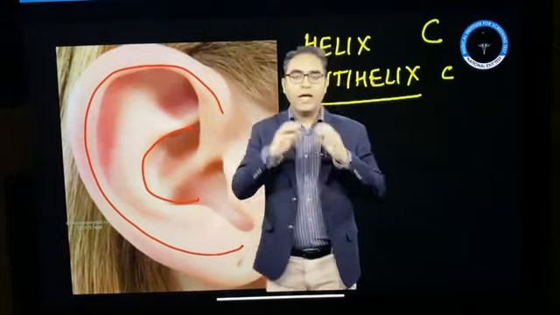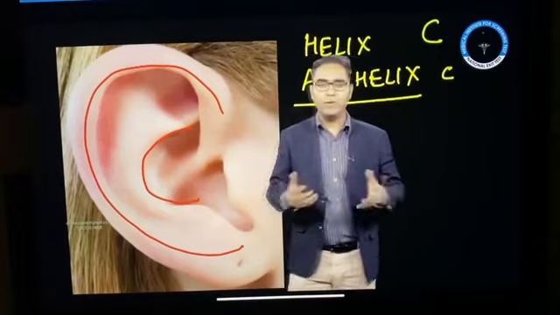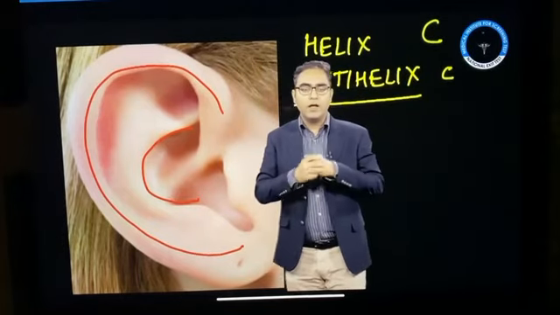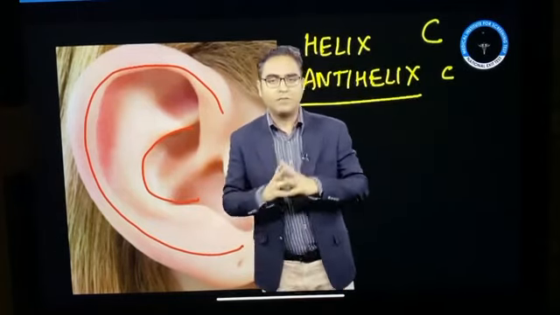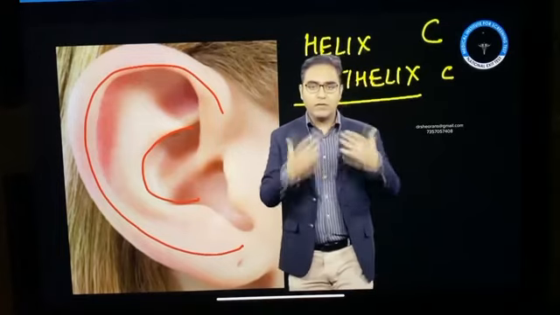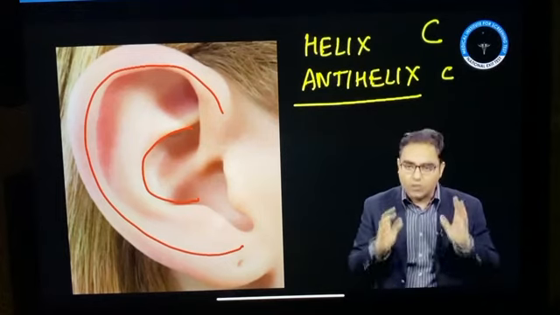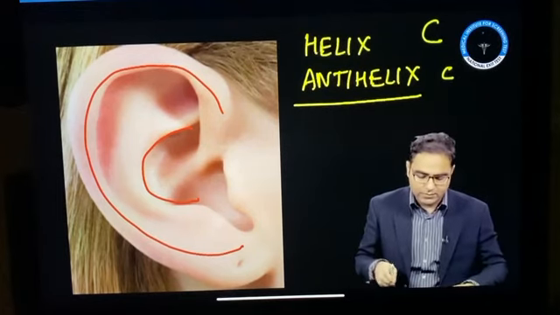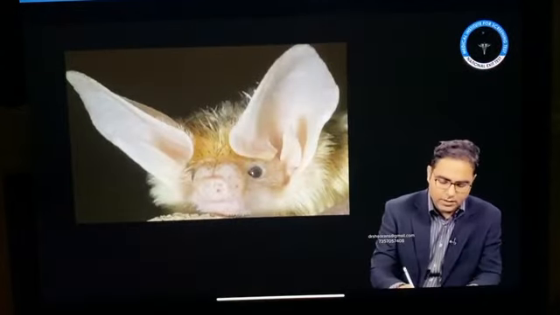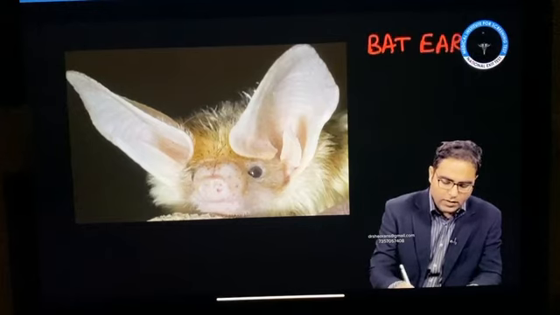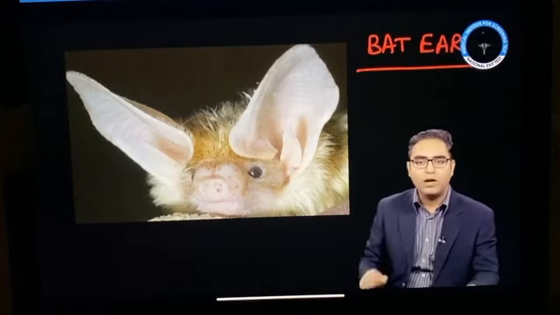Now put an arrow. If anti-helix is absent, it is a cosmetic problem, a congenital problem. It's a disease of cosmetic tissue. Remember, if anti-helix is absent, it's a disease called bat ear.